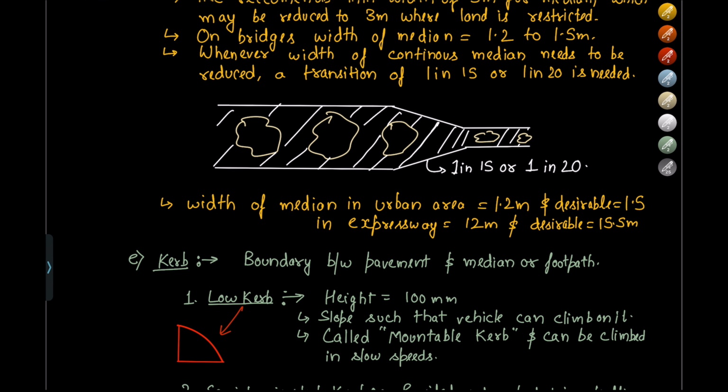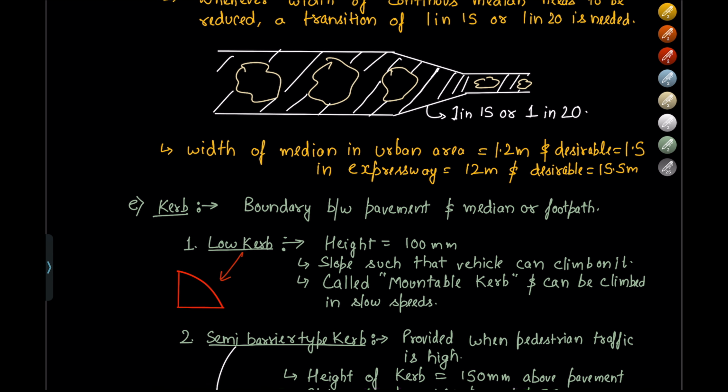Next, the width of median in urban area. It should be 1.2 meter and the desirable width is 1.5 meter. For expressways, the width of median is 12 meter and the desirable width is 15.5 meter.